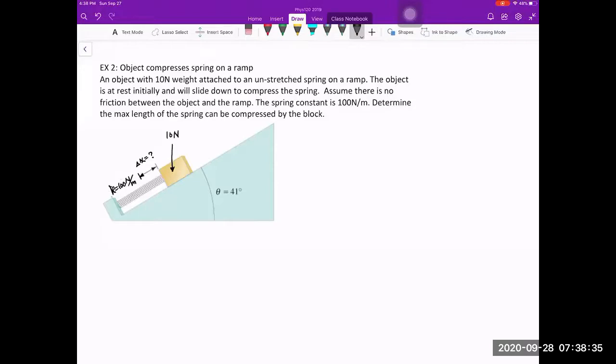If you look at this, how many forces are acting on this box? Now we have a weight, we have a spring, and what is the direction of the spring force? It's compression, so the spring force will go in this direction. This is your spring force direction. Are there any other forces acting on the object? Well, if you have an interface between the ramp and the object, you should have a normal force as well. So we have three different forces.